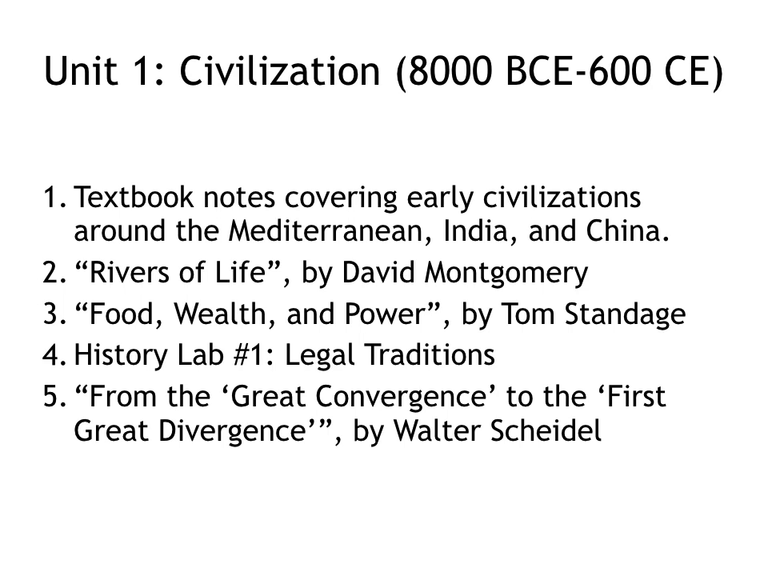The second two pieces, or numbers 4 and 5 in this unit, the History Lab and the Great Convergence to the First Great Divergence, examine more closely how those societies worked once they became complex. How did you govern them? How did you rule them? How did you keep them from falling apart?